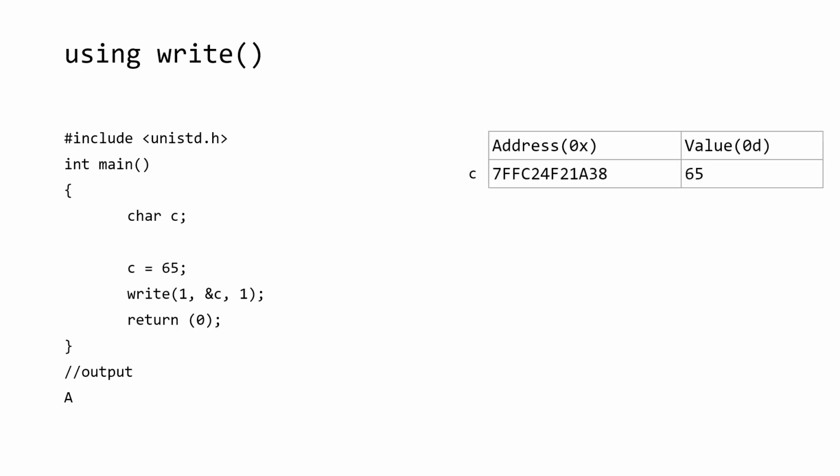So as you can see in this code that we have, A is no more assigned to c. Instead, we have given this c a value of 65, and the output is the same. So let us now try assigning 66 to the variable c. The output would now be B.